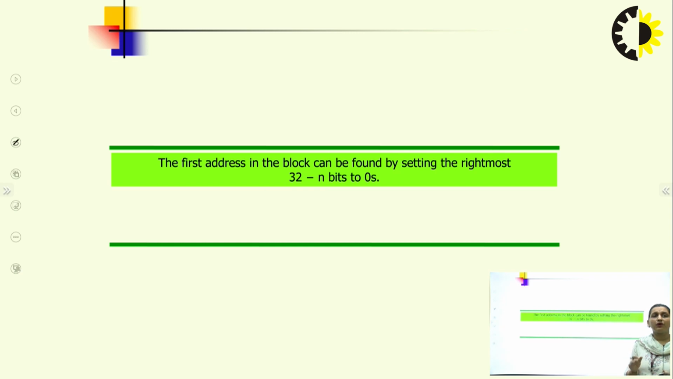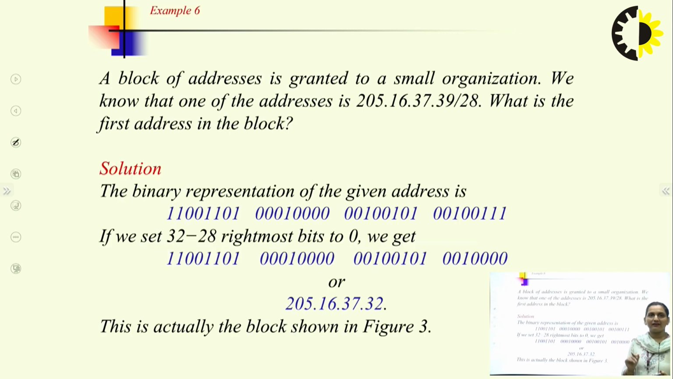So we are having the first address. How can you find our first address? We will find the first address in the block by setting the rightmost 32 minus n bits to 0. For the last address, we make them 1. You will see that in this question.